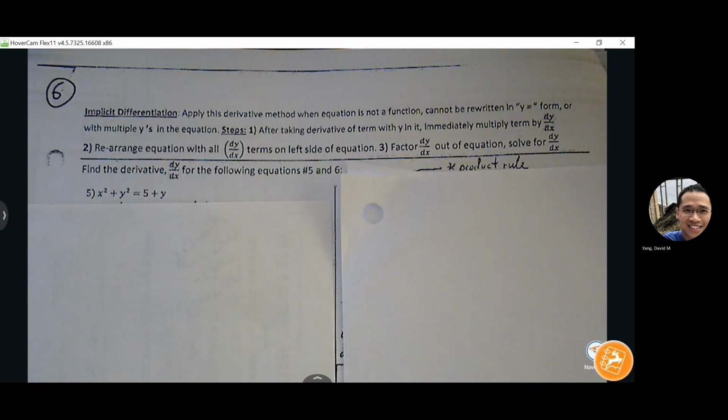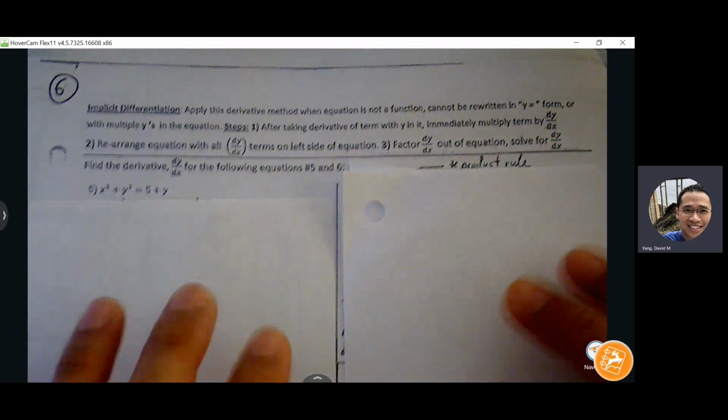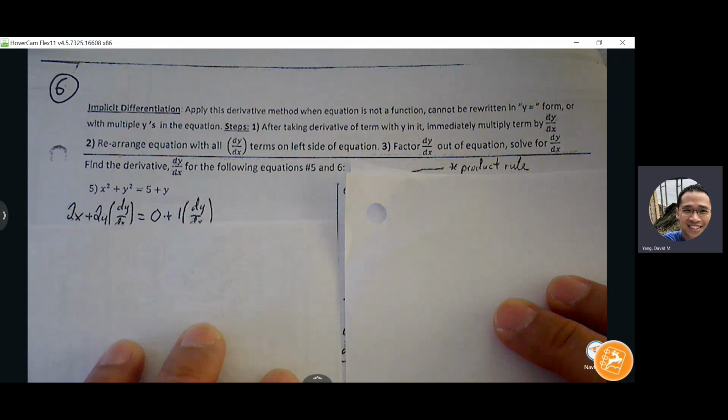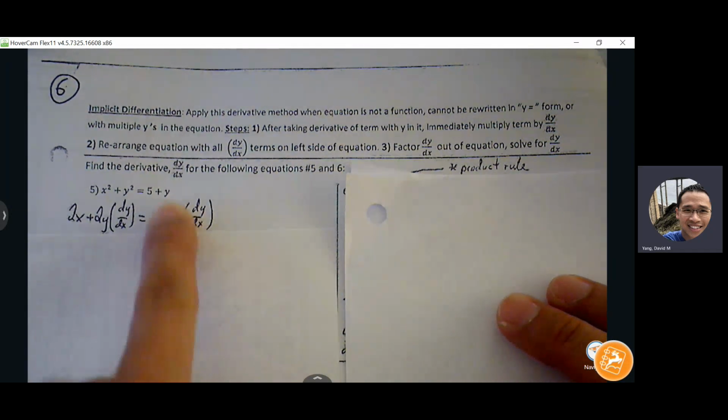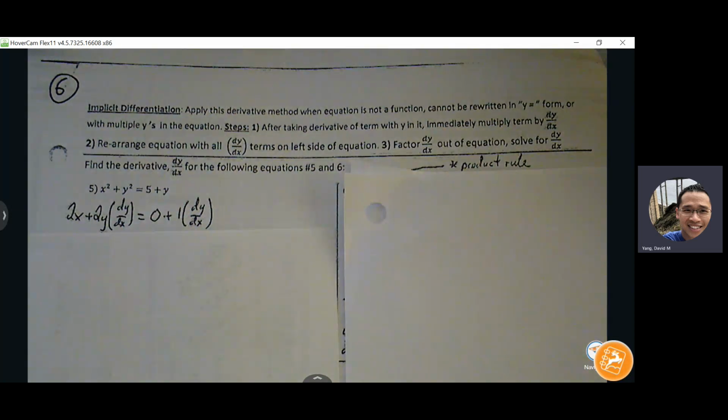I like to put that 1 there just because it helps us keep track of a coefficient that's in front. You don't have to have that 1 in front. You could technically just say dy dx, but that 1 is a good placeholder. So when you move things around, you remember that if you factor dy dx out, there's still that 1 sitting there. I think having that 1 there could prevent a future mistake.